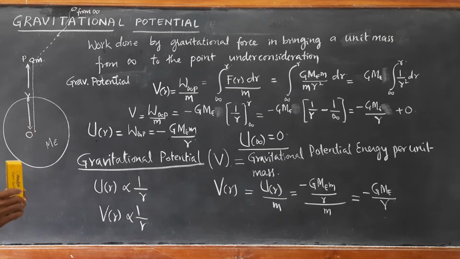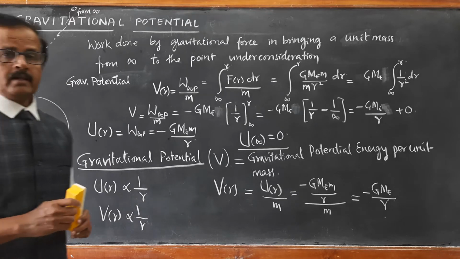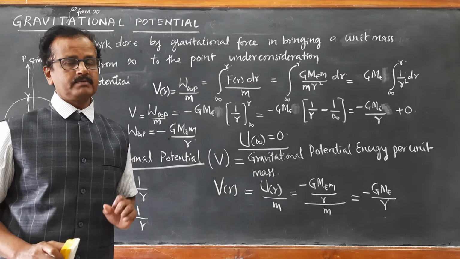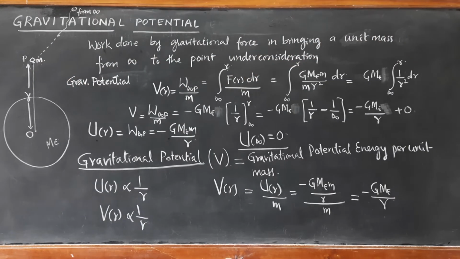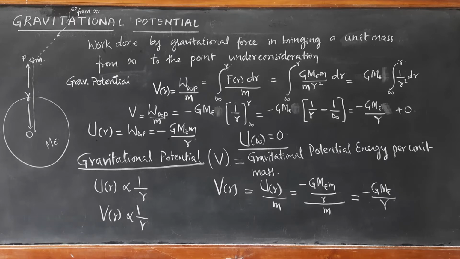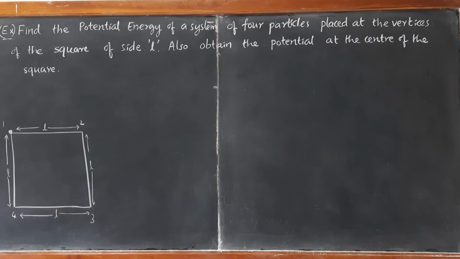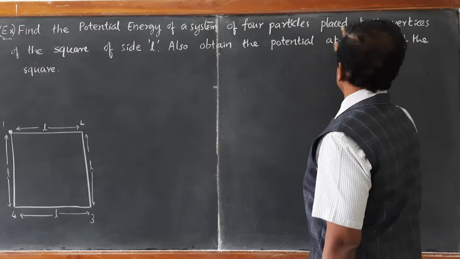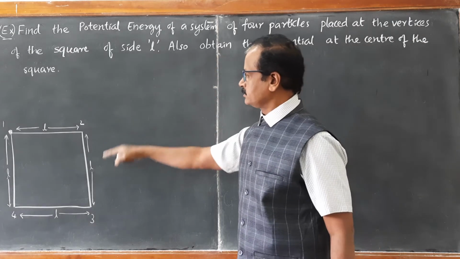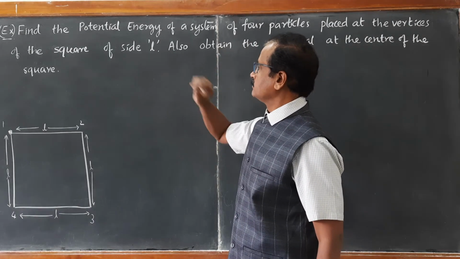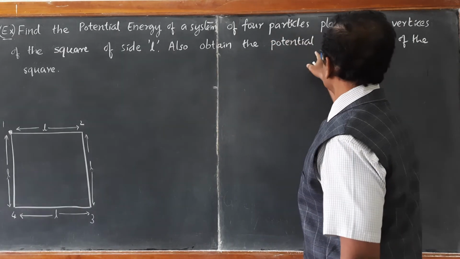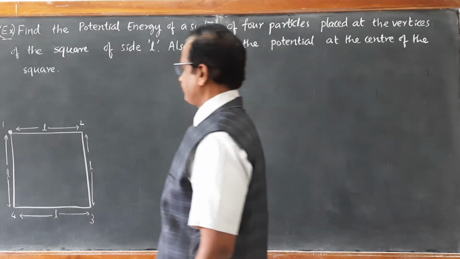Now, with these concepts in our mind, let us solve one or two simple problems. Okay, now read the problem. Find the potential energy of a system of 4 particles placed at the vertices of a square of side L. Also obtain the potential at the center of the square.